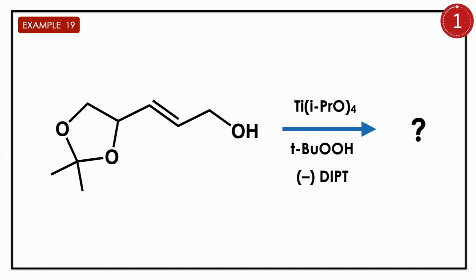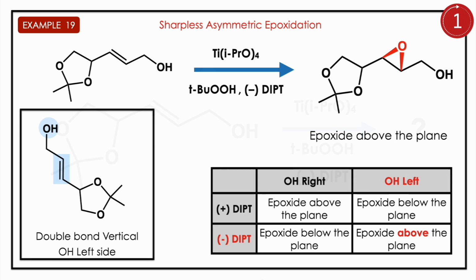Then the next question. Here you have a heterocyclic compound with 2 oxygens, 2 methyl groups. In the side chain you have an alkene with alcohol. You are using titanium isopropoxide, tertiary butyl peroxide minus DIPT. You should find what the final product will be. Here the molecule may be bigger. We stick with our focus: alkene and alcohol, minus DIPT. So chances of asymmetric epoxidation.